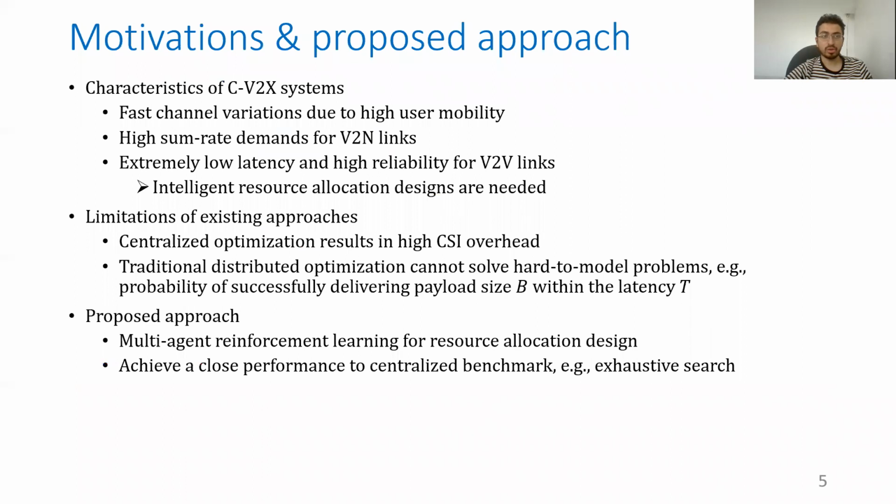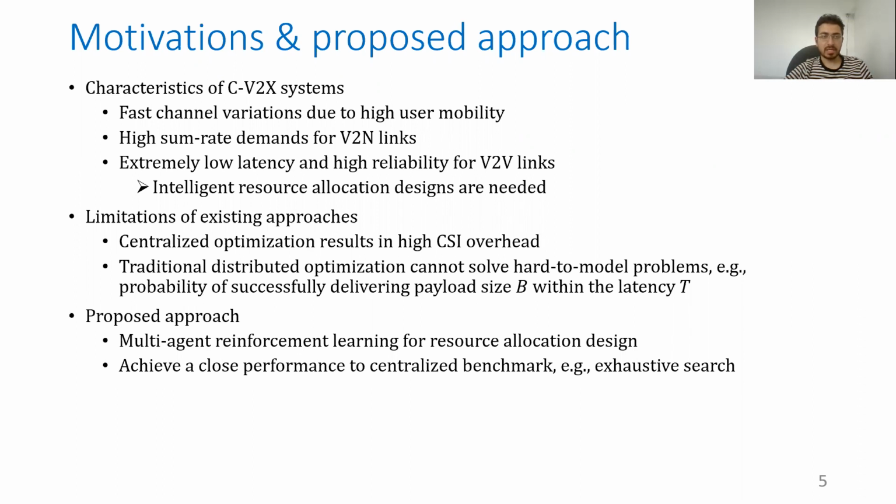So moving on to the motivations, there are a few characteristics of the CV2X systems which make the problem challenging. Firstly, the channel variations are fast because of the high vehicular mobility. Secondly, the V2N links require a high sum rate, while the V2V links require extremely low latency and high reliability. Due to these stringent requirements, an intelligent resource allocation design is required.